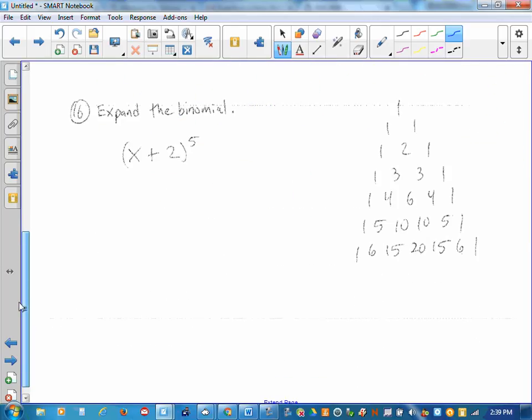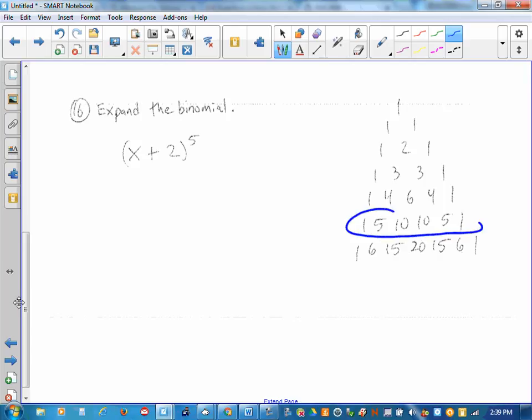And the last one. We're going to use row 5. Row 5 is the one with the 5s in it. And remember, the x's are going to go down, the 2's are going to come up in power, and then you throw in the coefficients. And that's how you expand this quintic polynomial. Quintic, yeah, because it's the x to the 5th.